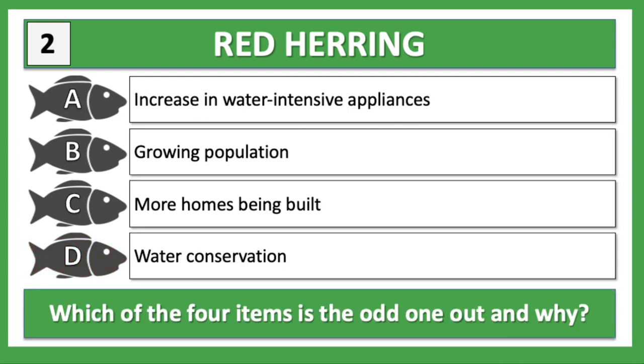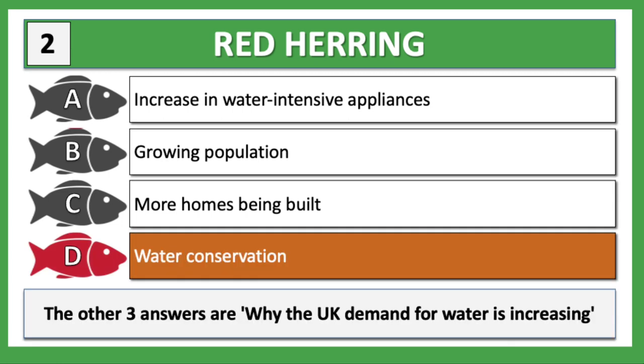Right, let's move on to number two. Increase in water intensive appliances, growing population, more homes are being built, and water conservation. Which of the four items is the odd one out and why? Again, if you need to pause to have a little think, please do. So which of those is the odd one out and why? Let's reveal. It is water conservation. The others are reasons why the UK demand for water is increasing.